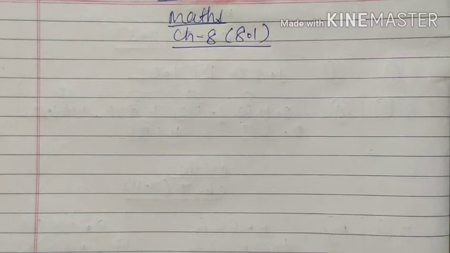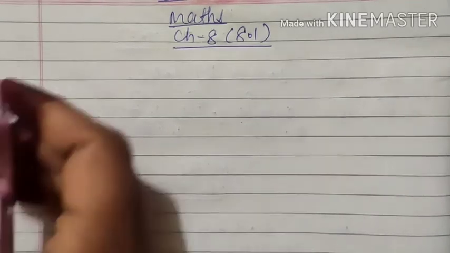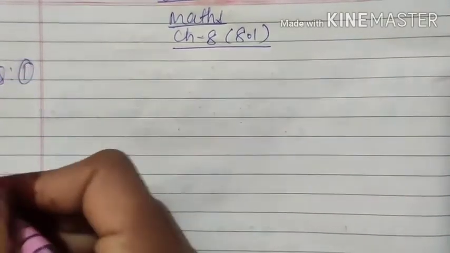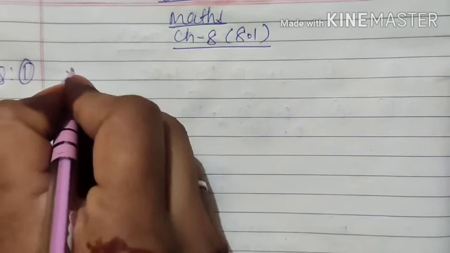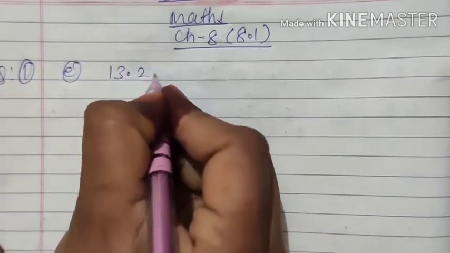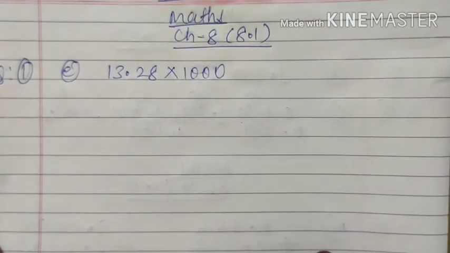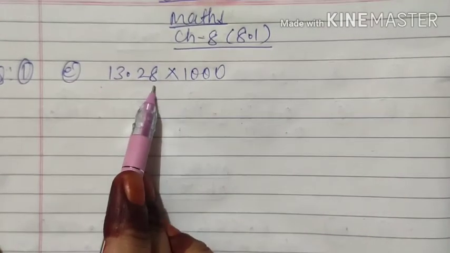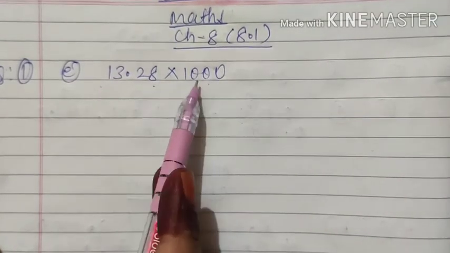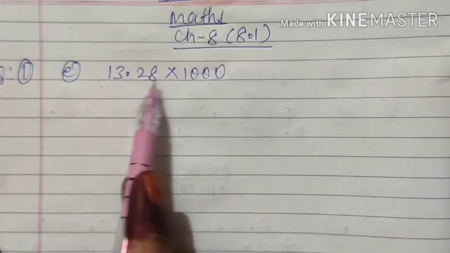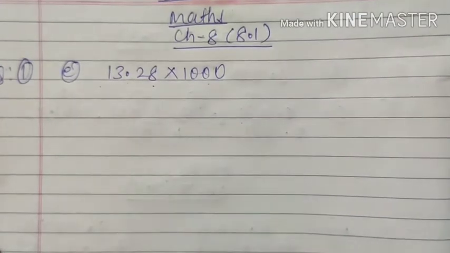Now here we will learn three things basically. The first thing which is given in question number 1. Let me solve question number 1. In question number 1, let me solve E part. 13.28 multiply by 1000. This is the question. That means we have a number and we have to multiply it by another number, but one of our numbers is a decimal number and one is a whole number, simple number.